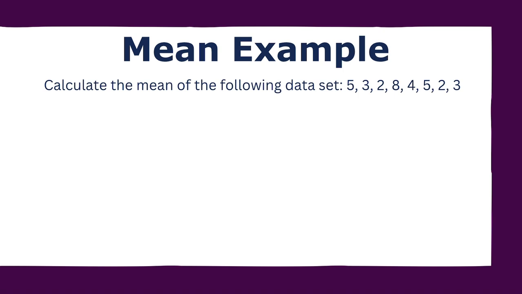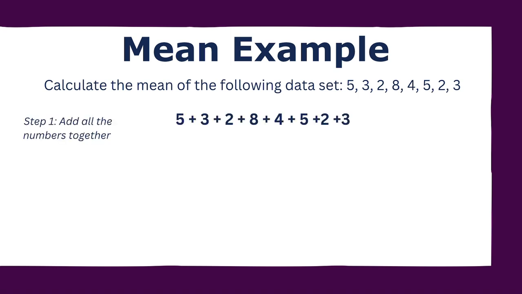So I have a mean example here. We're going to calculate the following data set. I have 5, 3, 2, 8, 4, 5, 2, 3. My first step would be to add up all those values together. So I'm going to do 5 plus 3 plus 2 plus 8 plus 4 plus 5 plus 2 plus 3. And when I do that, I get 32.